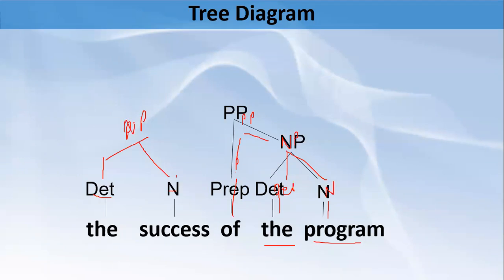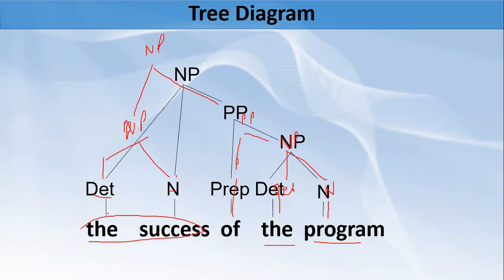And when a noun phrase is accompanied by a prepositional phrase, again we may have another noun phrase. Why a noun phrase, sir? Because the head word is a noun. If you look at "the success", "success" is a noun. That is why the head word is a noun. It starts with a noun, that is why we call it a noun phrase.